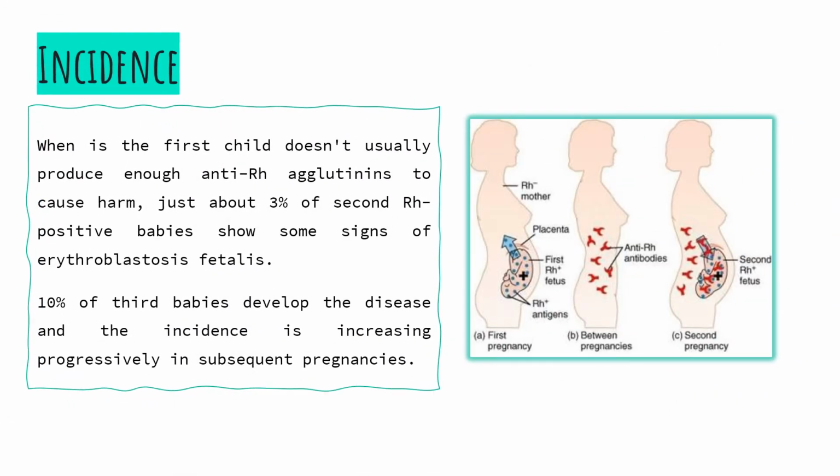Now, let's talk about the incidence. Generally, an Rh negative mother who has her first child Rh positive doesn't usually produce enough anti-Rh agglutinins to cause harm. However, about 3% of second Rh positive babies show some signs of erythroblastosis fetalis. Approximately 10% of third babies develop the disease, and the incidence increases progressively in subsequent pregnancies.